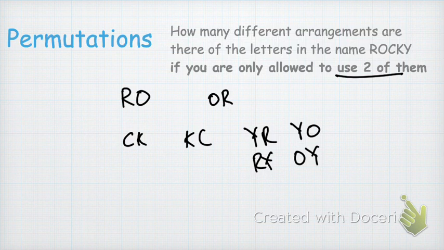And we can still use the counting principle to help us. So how many letters can go in that first choice? Well, we could choose any one of the 5 to go there.